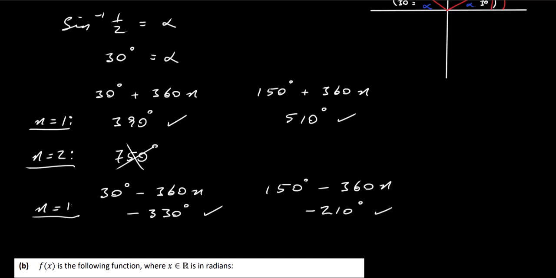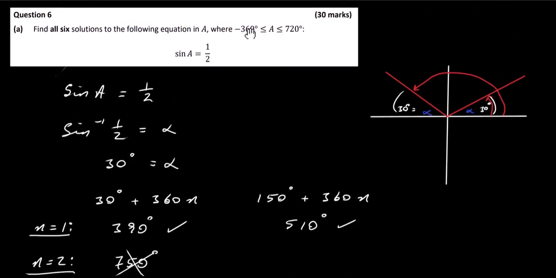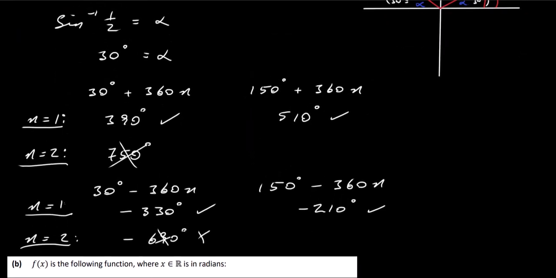That's within our range. And again, if you take 2 here and 2 here, we will get numbers that are outside the range. So for example, 30 minus 2 times 360 will give us minus 690. So this is n equal to 2. So this will give us minus 690 degrees. Again, you can see up here that we can only go down as far as minus 360 degrees. So this one we can't use, and it's going to be the same here as well.